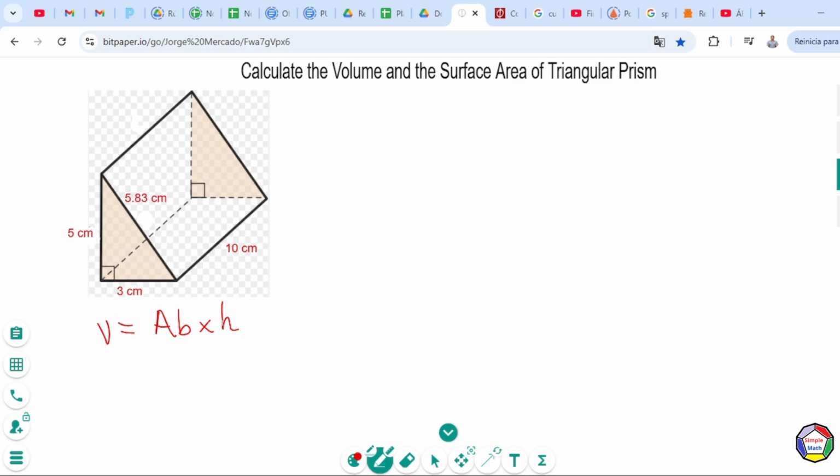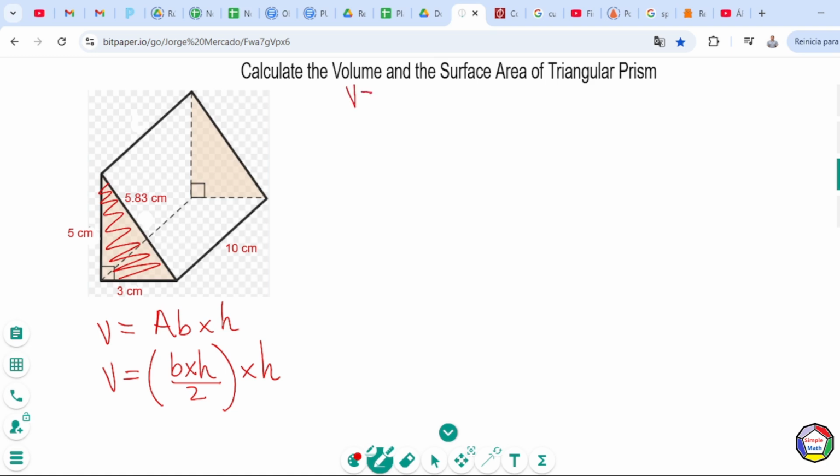So let's start. The volume is the area of the base. But what is the base? If you see, the base is a triangle. So you have to calculate the area of that triangle. The area of that triangle is base times height, and the answer divided by 2, times the height of the solid. Yes?